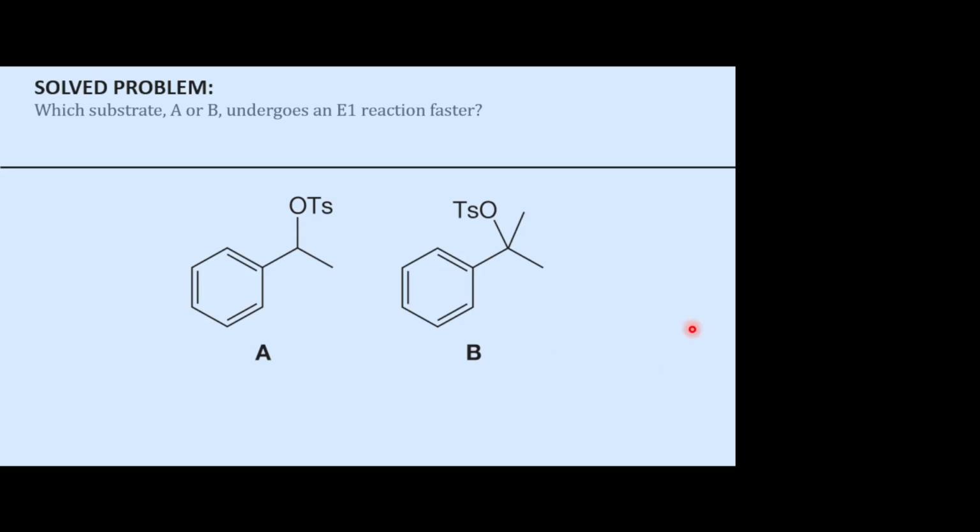Now, which substrate, A or B, undergoes an E1 reaction faster? Which one would be faster?